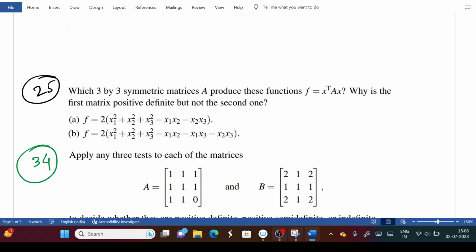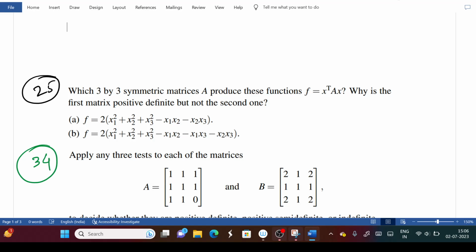As per the request of some of the viewers, here I am making a video for only two questions, that is Article 6.2 from the hard copy, question number 25 and question number 34. For question number 25, the quadratic form is given. We are expected to verify whether the corresponding matrix is positive definite or not. Here the question is why the first matrix is positive definite but not the second one.